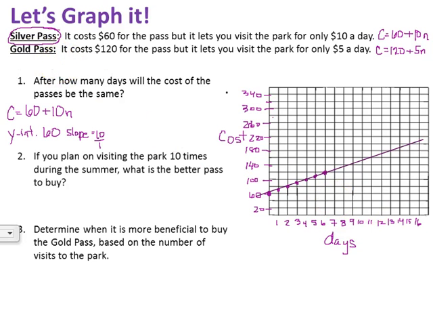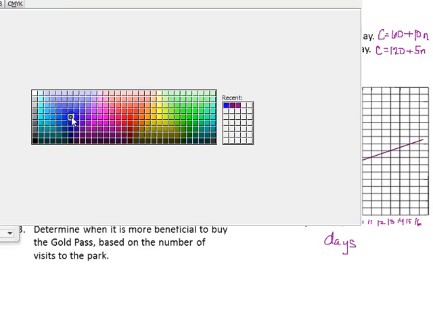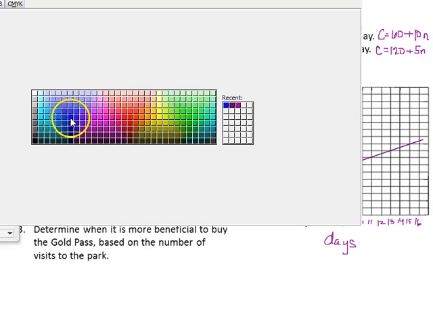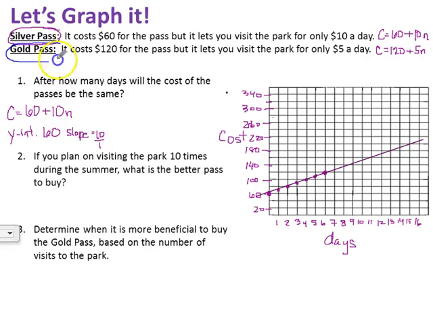And then we're going to graph the gold pass. And let's do that in blue. So the gold pass, the equation was C equals 120 plus 5n. Our y-intercept is equal to 120. And our slope in this case is going to be 5 over 1.